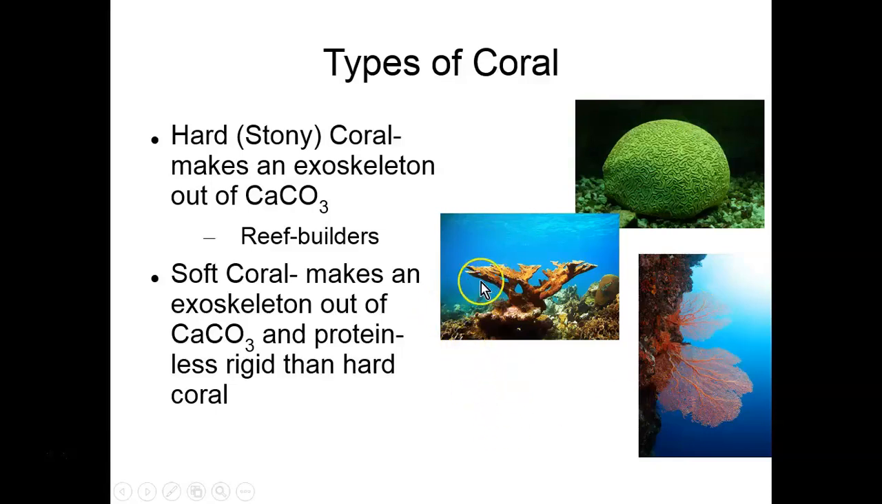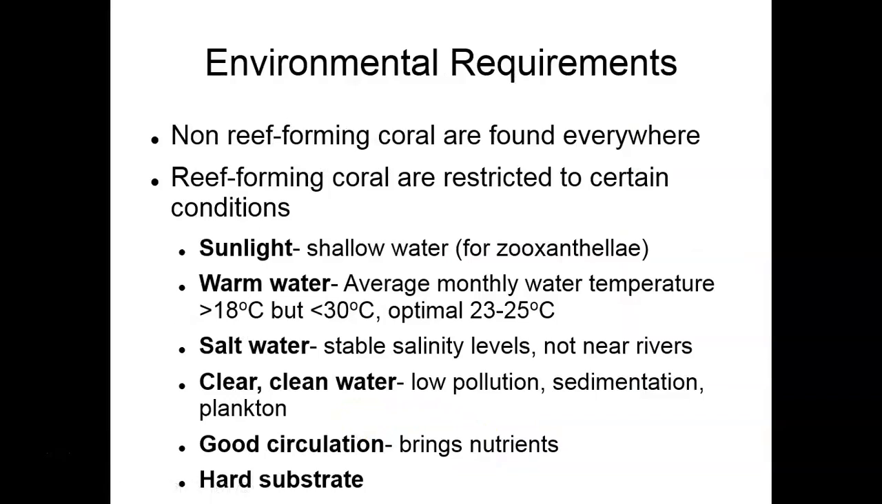Now, the hard or stony corals are the ones that have to be in the light because of their zooxanthellae, whereas the sea fans can live much deeper down and be healthy. Okay, so again, the non-reef forming corals, the soft corals, are found pretty much everywhere. They can be at any depth. It's the reef forming corals that are restricted to certain conditions. One is that they need to be in the sunlight because of their zooxanthellae. Therefore, they have to be in shallow water. That's why when we're looking at that map, we were only seeing them around coastal environments, because they need to be in shallow water where the sunlight is penetrating through to them.